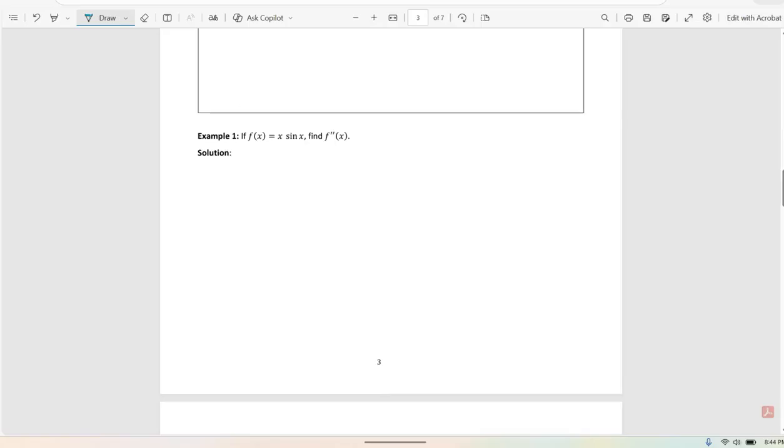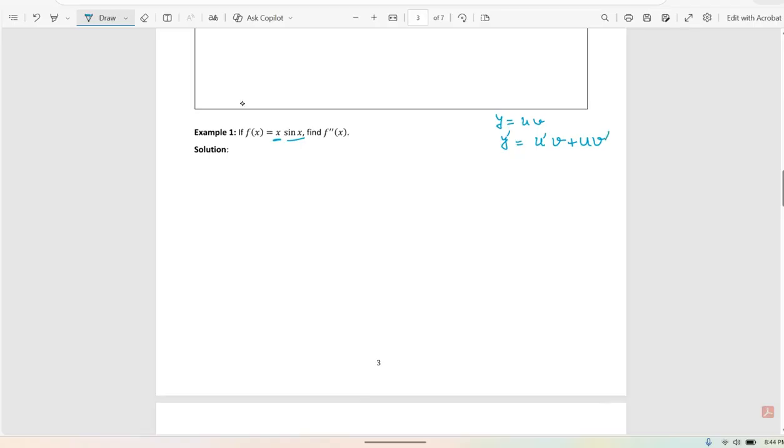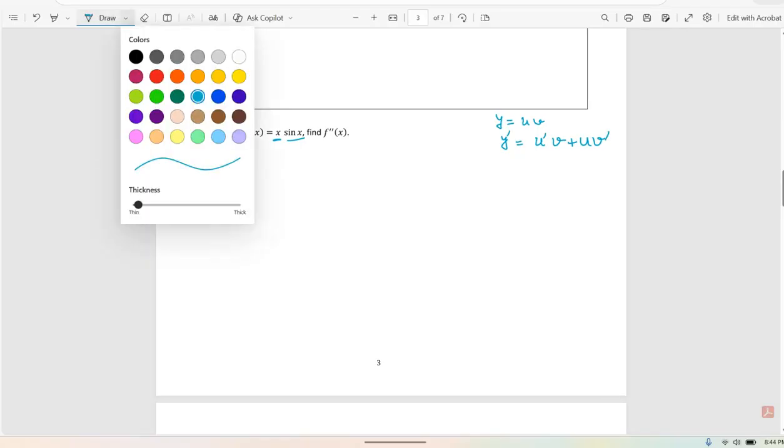F of x is x sine x. This has a product of two functions. Okay. So what is the product rule again? If you remember, if y is u v, then y's derivative is first function's derivative, second function as is, plus first function as is, derivative of the second function.